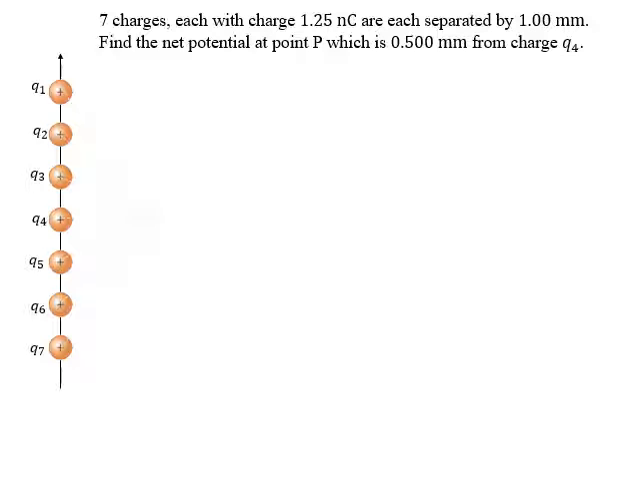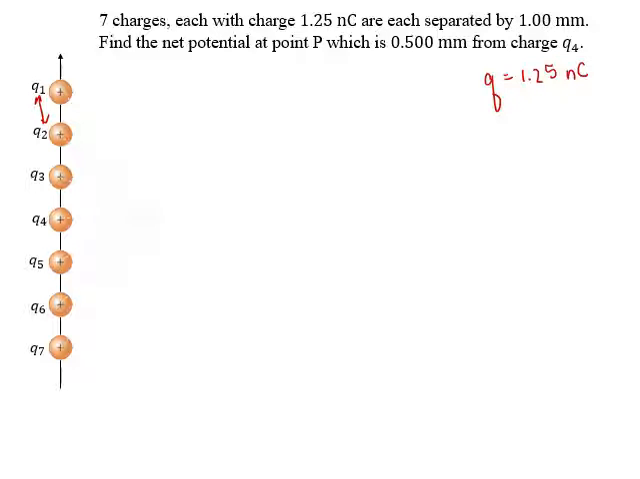Let's do another example now, which will both act as a review for finding electric potential and set the stage for finding electric potential due to continuous charge distributions. So let's say we have 7 charges, and each one has charge 1.25 nanocoulombs. I'm going to call that Q. So every single charge has this charge. And every charge is separated by 1 millimeter.